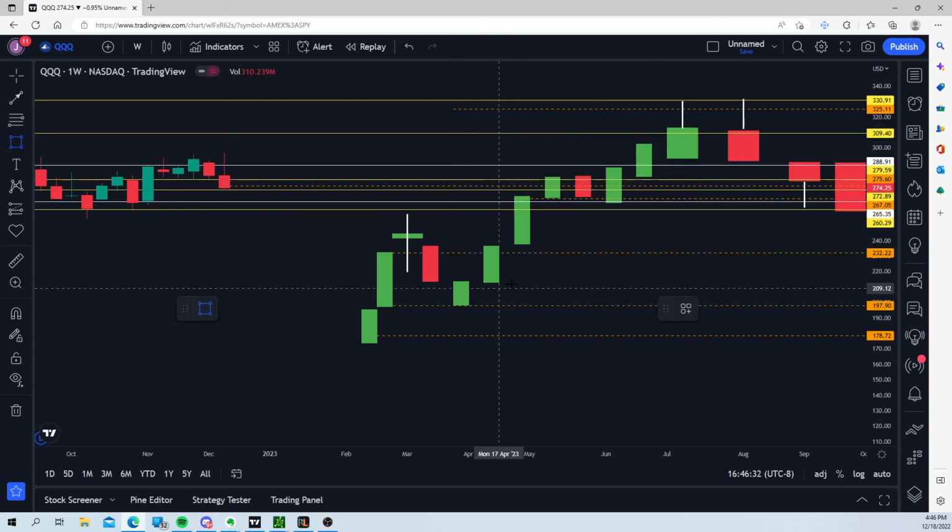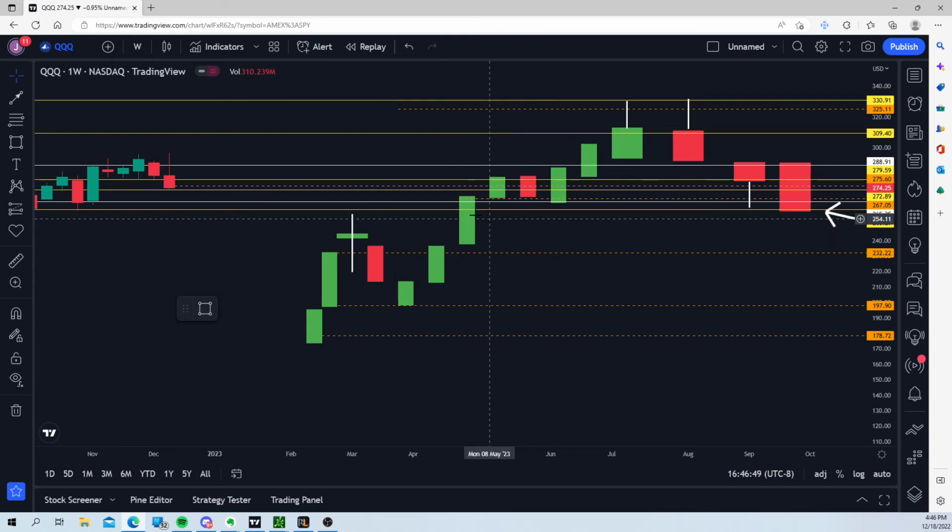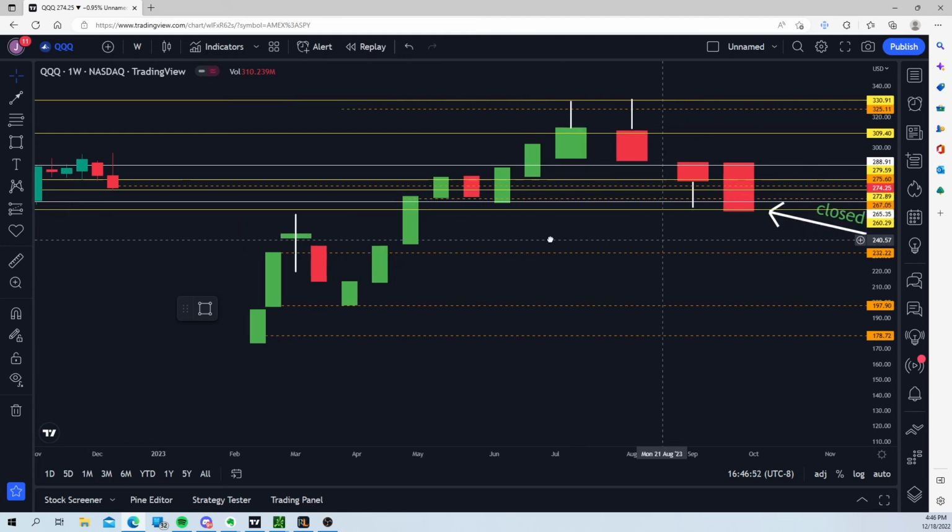1 hour takes you a whole day to make this whole move. 4 hours would take you 3 days to make this whole move. 1 week would take you a month to make this whole move. You see that? Monthly candles will take you almost a whole year to make this whole move. So that's the whole point: waiting for the candle to close, and you'll be able to predict what the next candle is going to be.